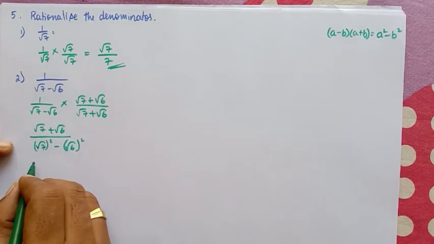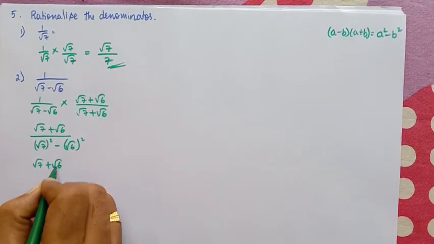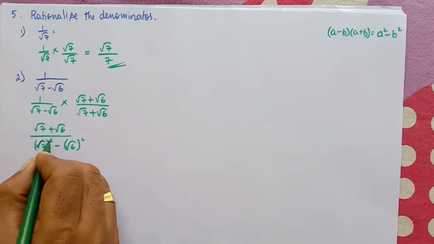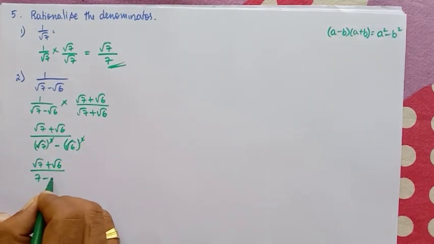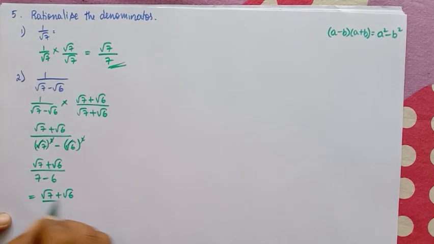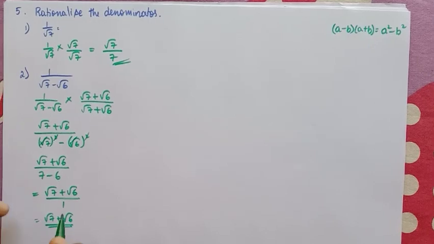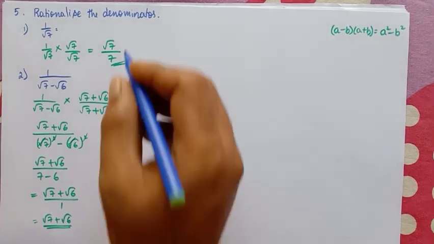Next step is root 7 plus root 6. Here the square root and square cancel. Here too the square root and square cancel. So what happens here? 7 minus 6. So what is your answer? Root 7 plus root 6 by 1, so it is simply root 7 plus root 6. The denominator is no more an irrational number. Let us move on to the next problem.